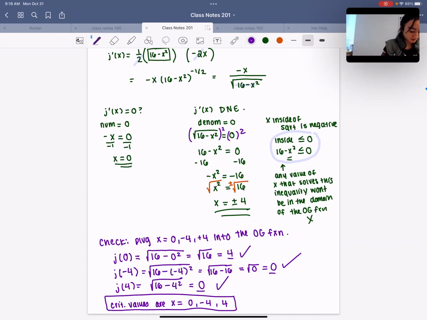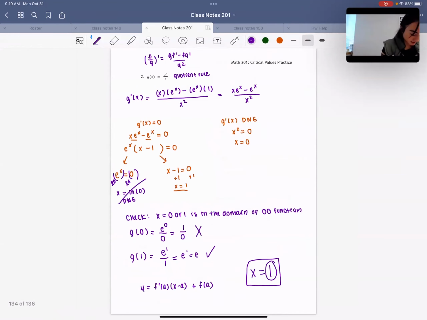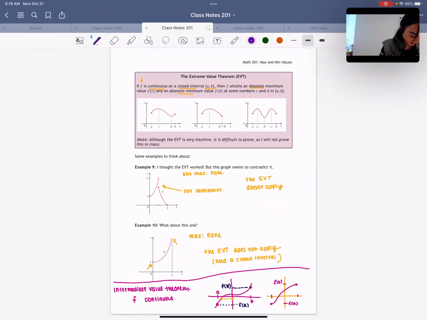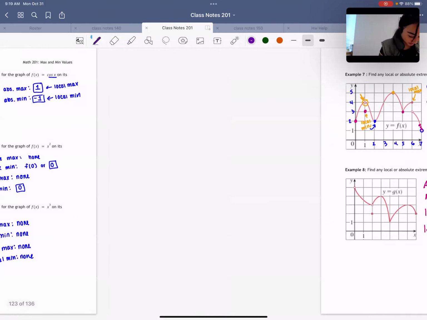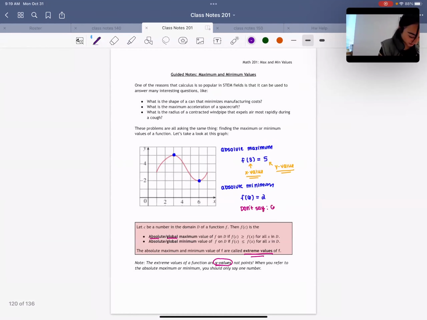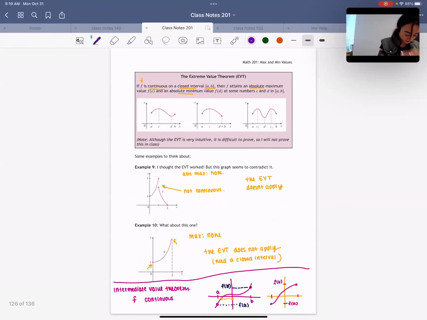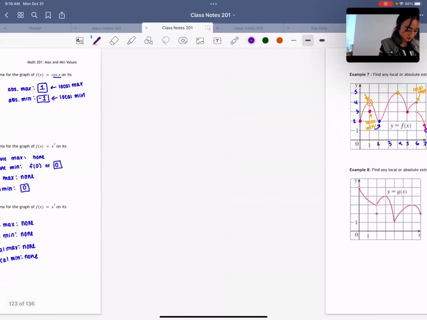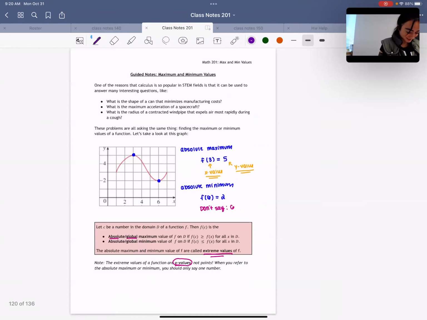Okay, so back to this set of notes here. All right, this set of notes. Oh gosh, this is a big packet. Oh no, here we go. Nope. Oh my goodness, there we go.